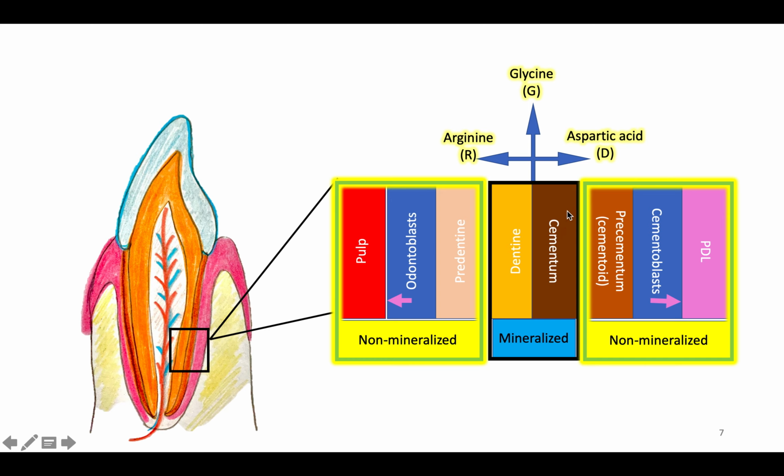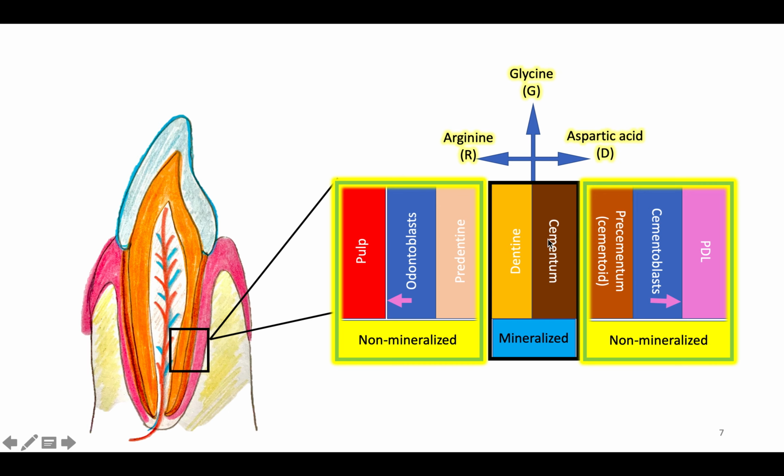Now, you have noticed that these mineralized tissues, the dentine and the cementum, are sandwiched between unmineralized or non-mineralized tissues on both sides. And that's the secret. These mineralized tissues can be resorbed, but what protects them from resorption are the non-mineralized tissues surrounding them on both sides.